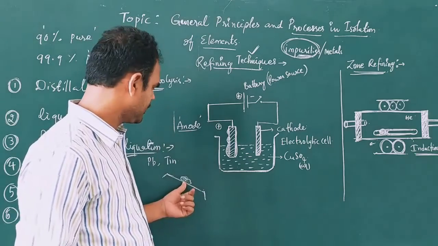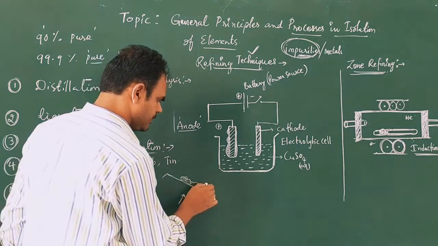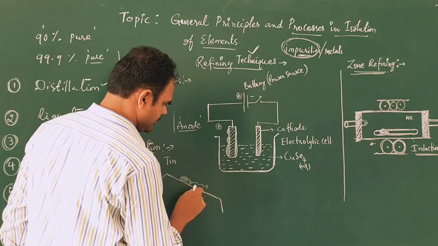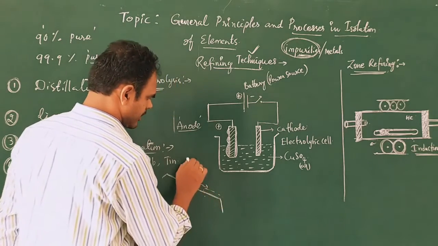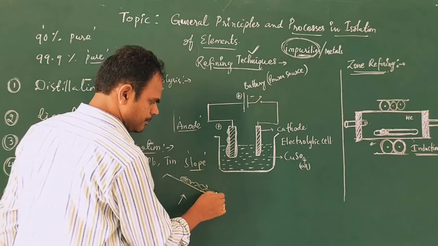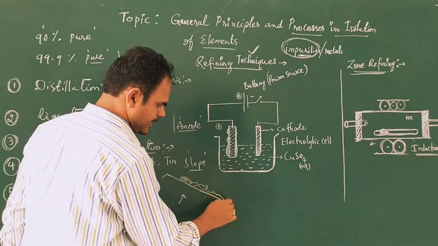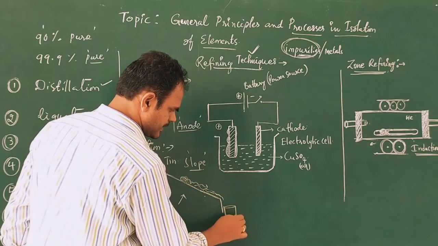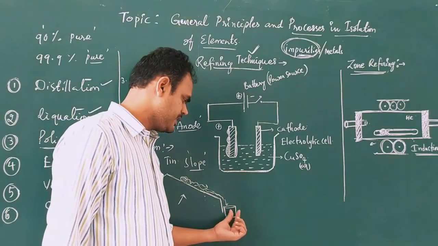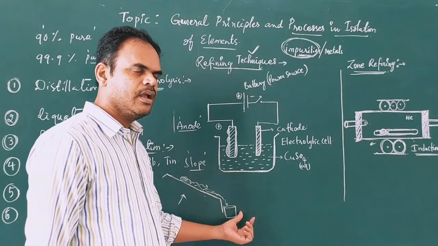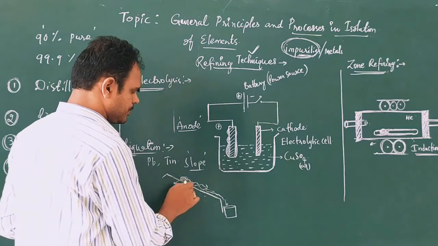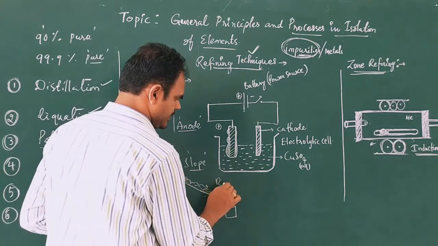When heated above the melting point, the metal alone will melt, and then it will flow. The melted metal will be flowing down the slope surface. Here we collect the molten metal, like tin and lead. What is left over on the surface of the slope is residue.